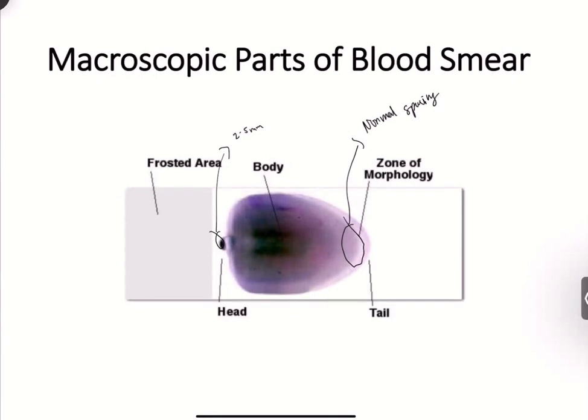The body has thick areas. You will notice that the cells are overlapping. Because of the thick area, you cannot distinguish the content of the blood smear. That's why we will use the zone of morphology for your blood cell differentiation.